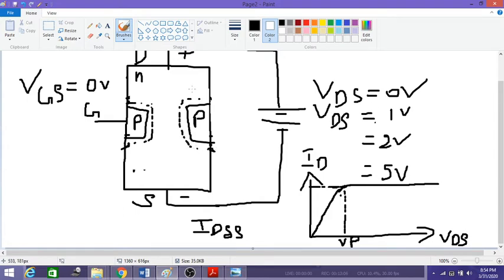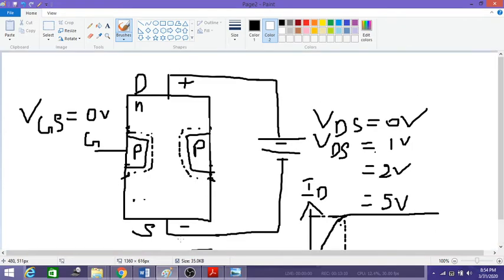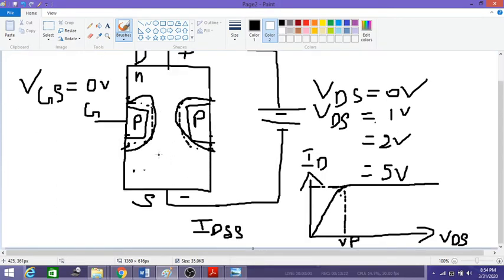Now as you increase the VDS, what happens? The drain is at the positive potential and the source is at the negative potential, so the width of the depletion region is more near the drain and it is less near the source. So this is the formation of the depletion region. As you increase VDS, current also increases, and the width of the depletion region also increases. So this path acts as the channel.